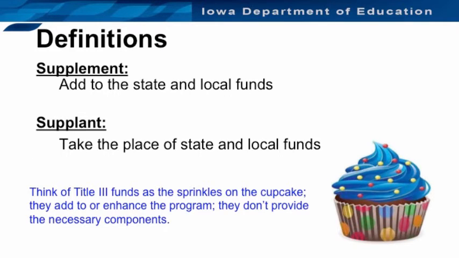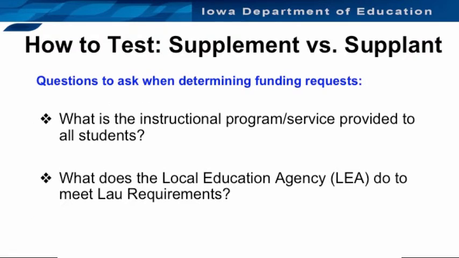Let's review a few definitions. Supplement is defined as adding to the state and local funding stream. Supplanting is defined as taking the place of state and local funds. For illustrative purposes, think of Title III funds as the sprinkles on a cupcake. They add to or enhance the program. They do not provide the necessary program components.